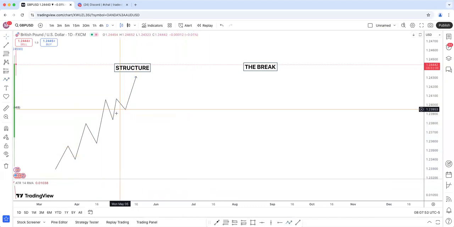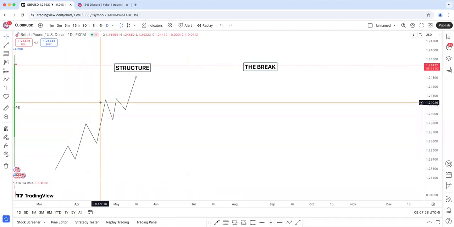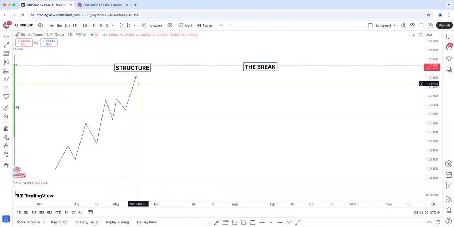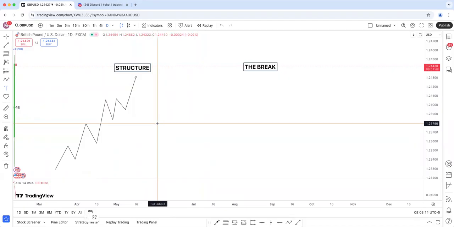Okay, so this is a structure, right? High, got your high. Each high is getting higher. This one is almost equal, but it's like liquidity. Two equal highs here, and then it goes up. Okay, this is structure. So this is key. This is how I draw a trend line.